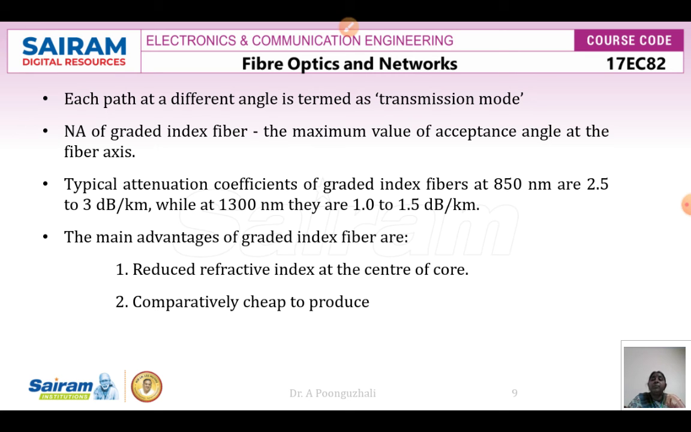So here your typical attenuation coefficients of the graded index fiber at 850 nanometers are 2.5 to 3 dB per kilometer, while at 1300 nanometers they are 1 to 1.5 dB per kilometer. The main advantages of graded index fiber are the reduced refractive index at the center of the core, and it is comparatively cheap to produce.